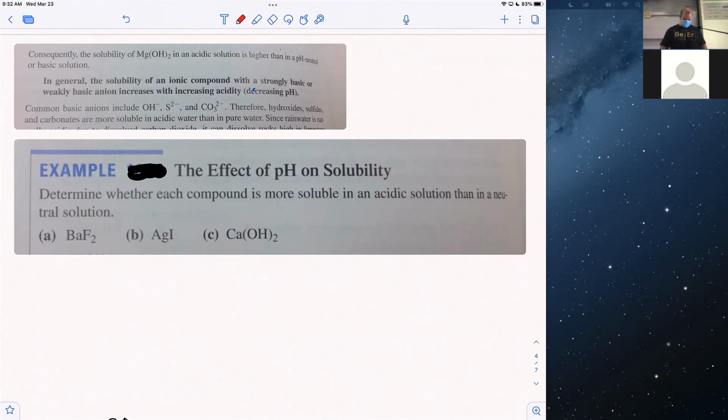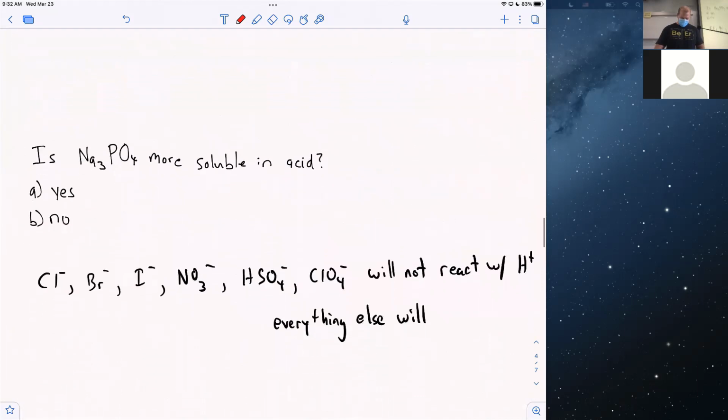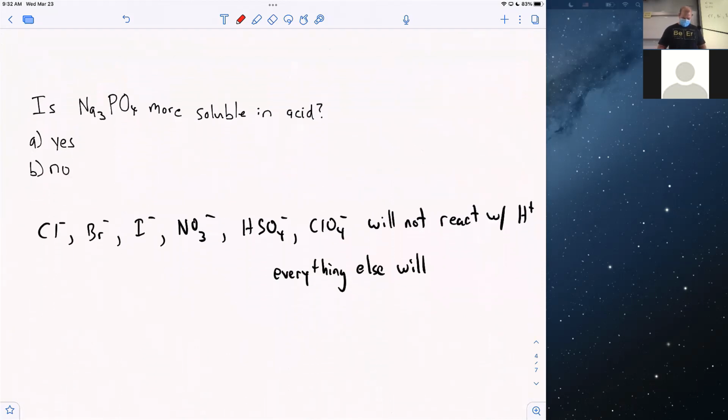So barium fluoride. And so remember the strong acids. If you remember, what are the strong acids? Hopefully you've memorized them. HCl, HBr, HI, but not HF. HF is a weak acid. HNO3, H2SO4, HClO4. If you memorize those as strong acids, that means everything else is a weak acid.